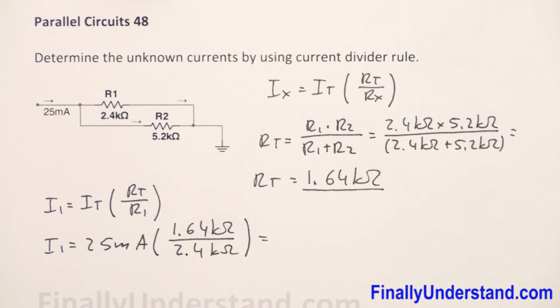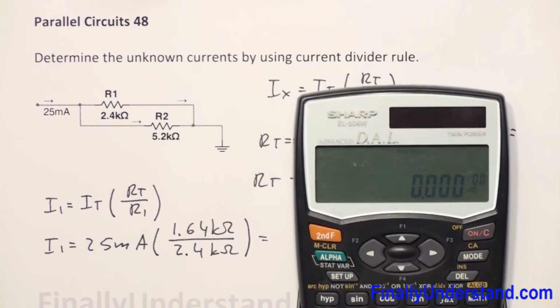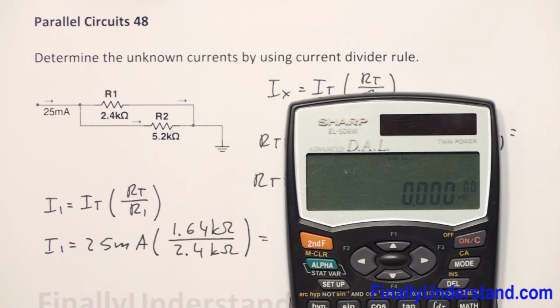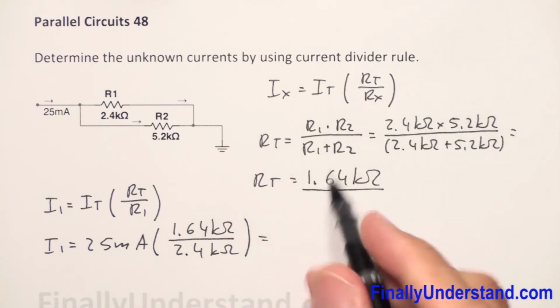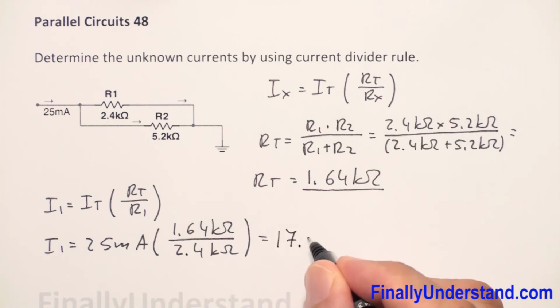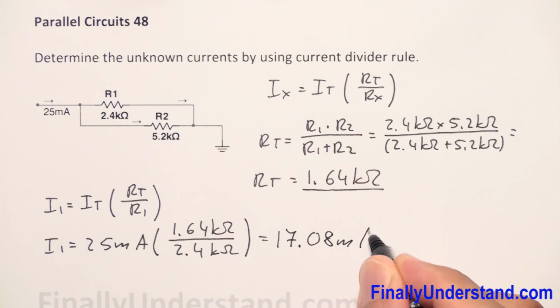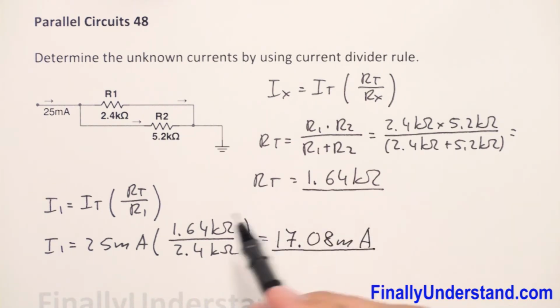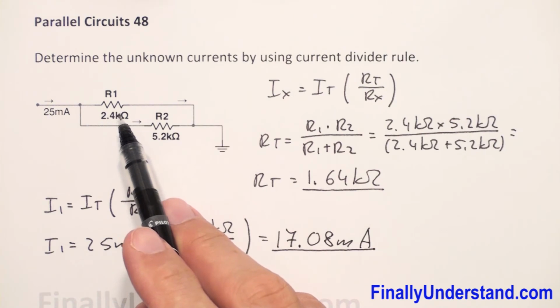Okay, so this is equal. Now let's use the calculator to solve for I1. So I have 25 exponent 3 negative times 1.64 exponent 3 divided by 2.4 exponent 3 equals 17.08 milliamps. So this is the current I1, the current which goes through resistor R1.